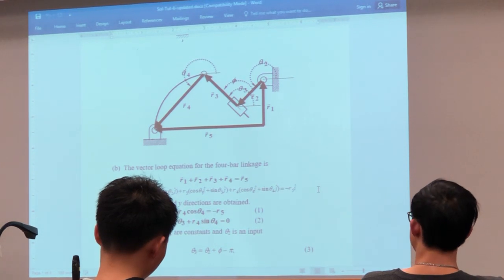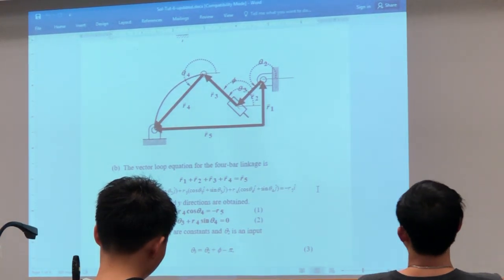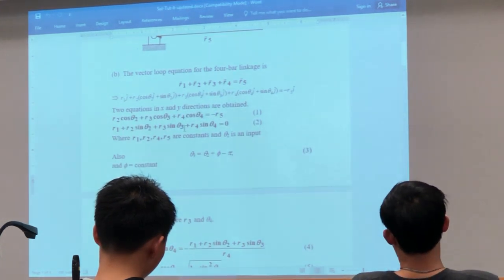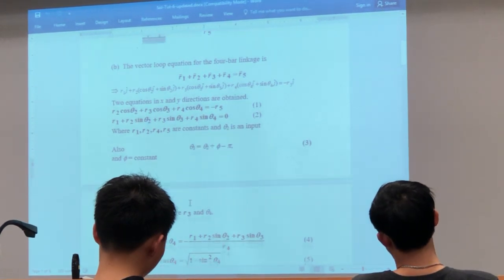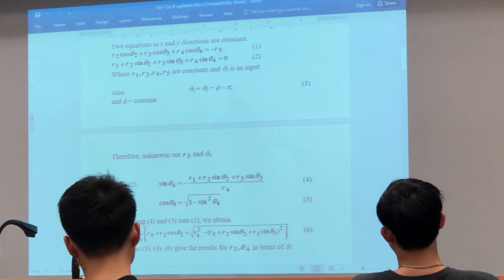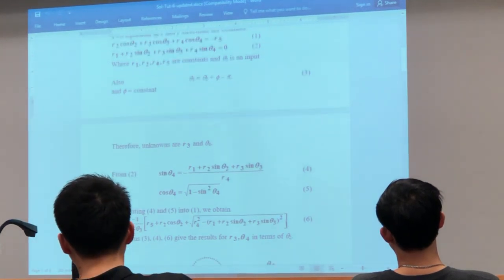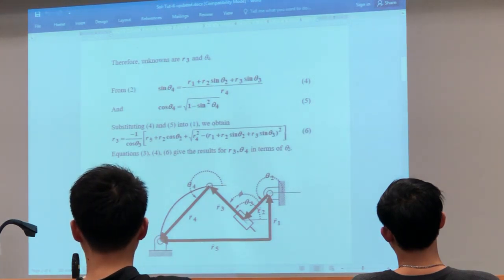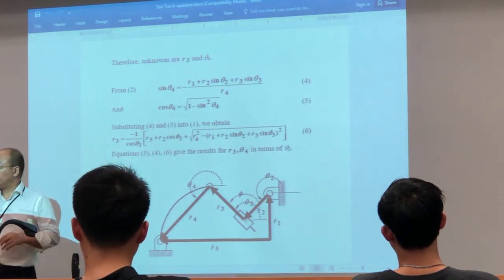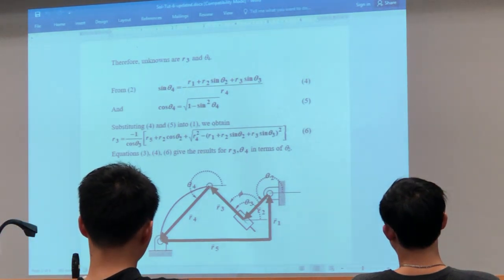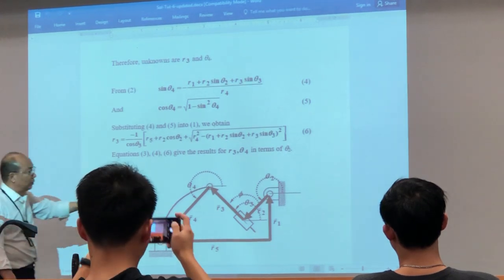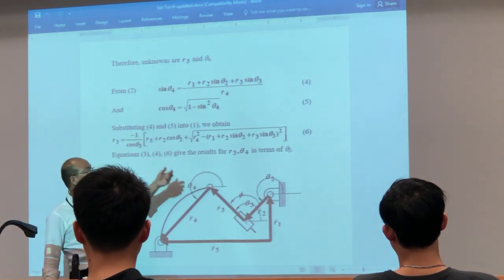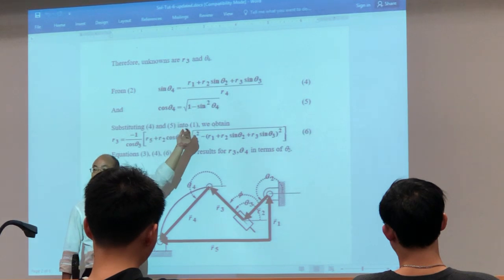In fact, maybe I just show you this. Remember we have these two equations, right? From these two equations, you solve for theta 4, then you solve for R3, basically. Suppose theta 2 is given. When we do the position analysis, theta 2 is given, so you give an input angle. Then from the input angle, you can calculate R3 and theta 4, correct?